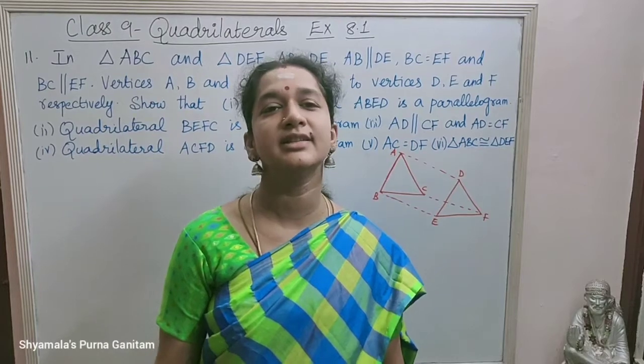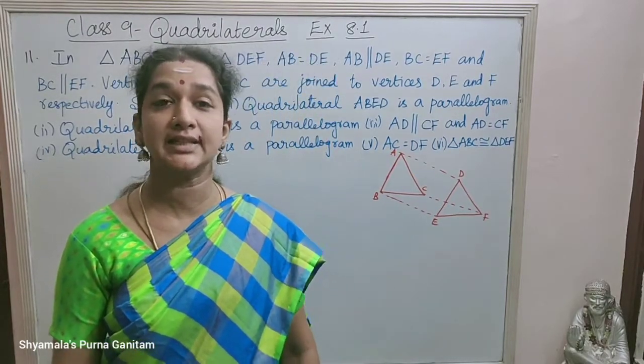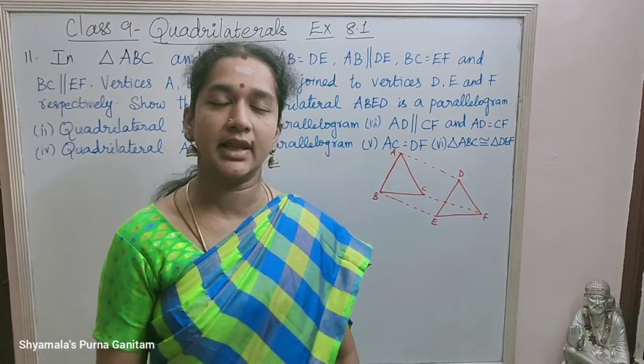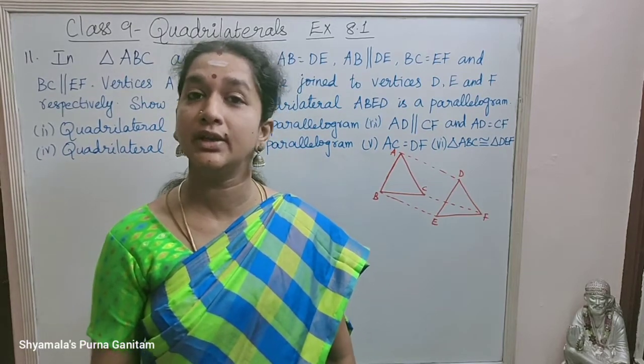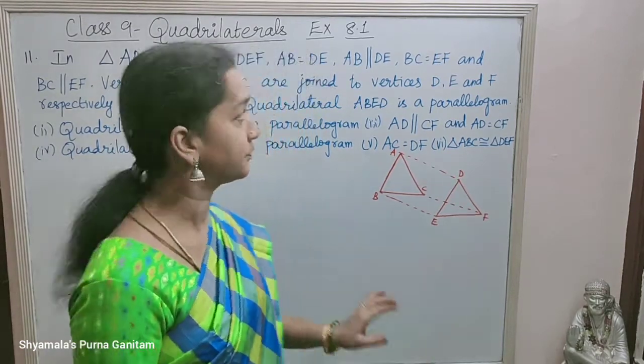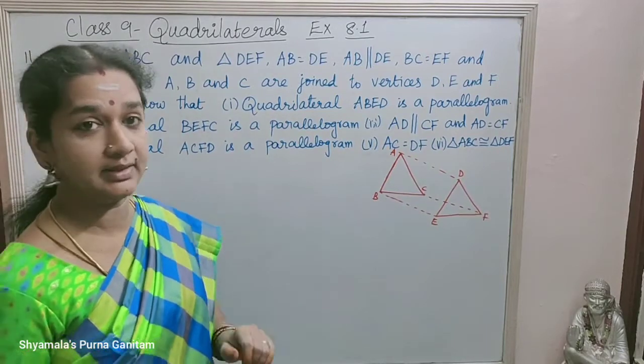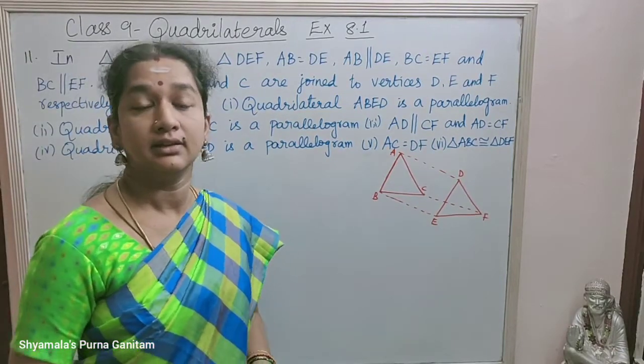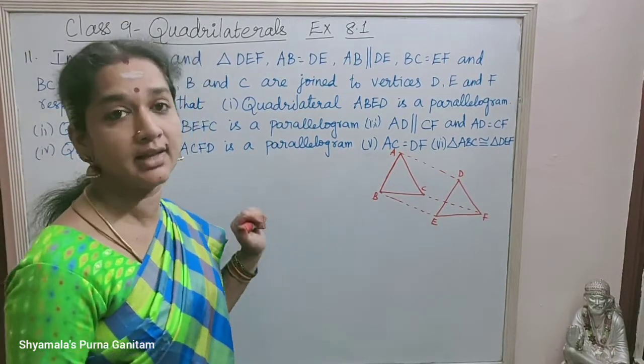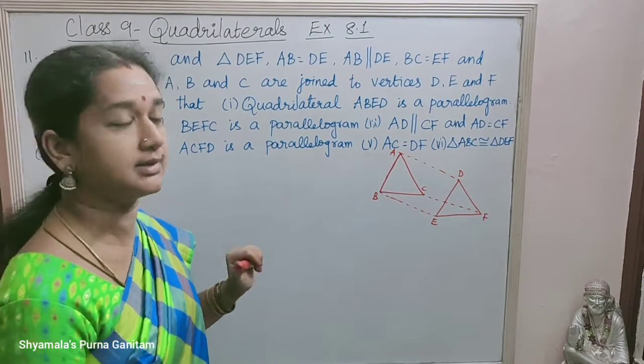Good morning students. In this class we will be doing class 9 quadrilaterals, 8th chapter. So we are doing first exercise 8.1. In that, this is the 11th sum, only 12 sums are there, this is the 11th sum.